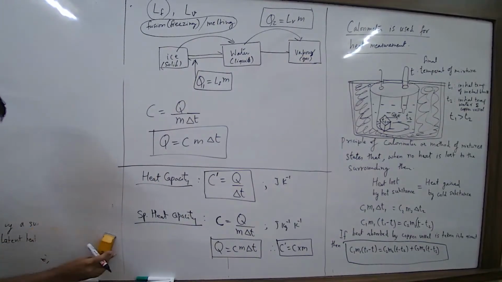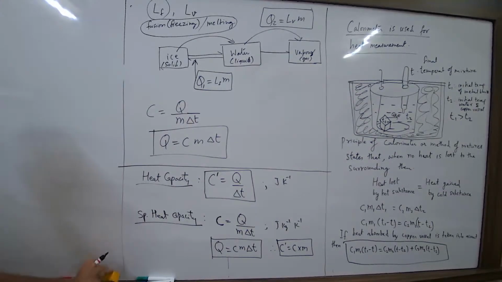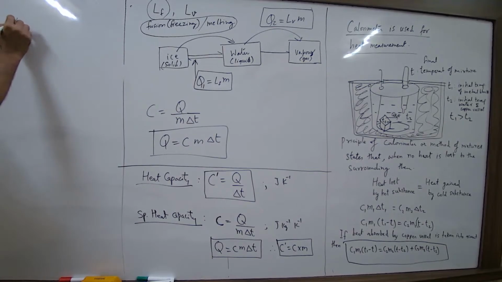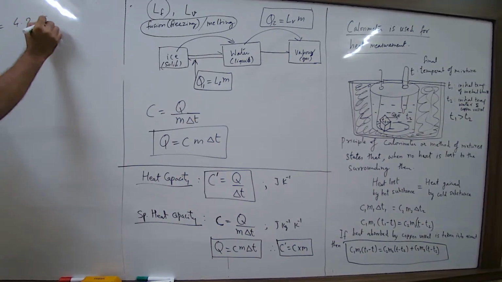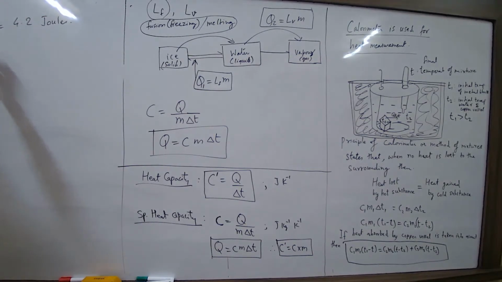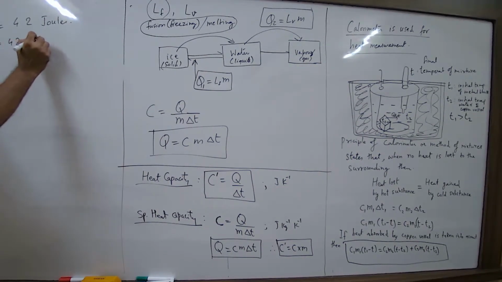Now there is one more relation I'll have to give you. So write down two relations. The relation between calorie and joule: 1 calorie is equal to 4.2 joules. Okay, this is one relation. Therefore 1 kilocalorie will be 4200 joules.